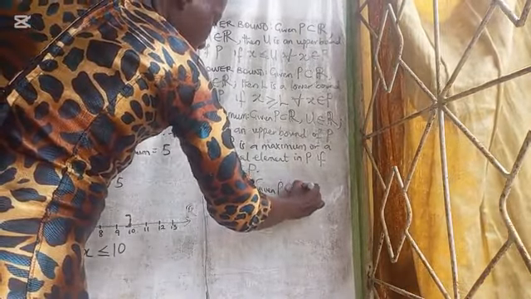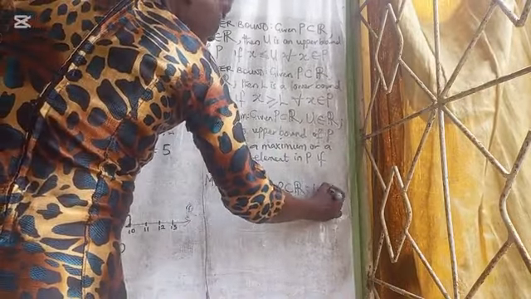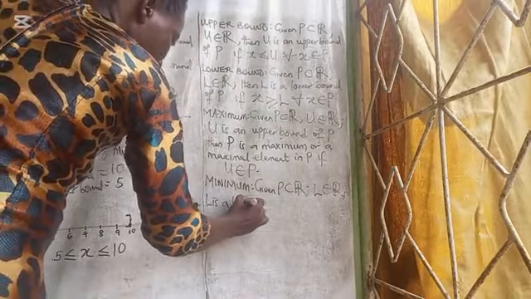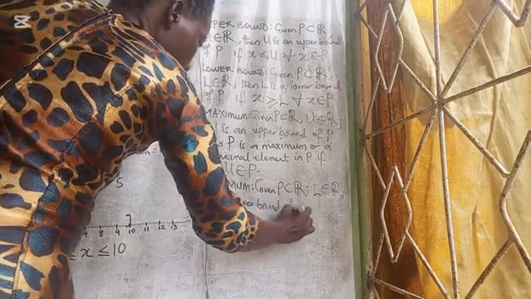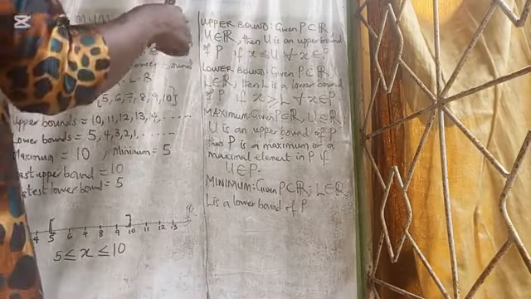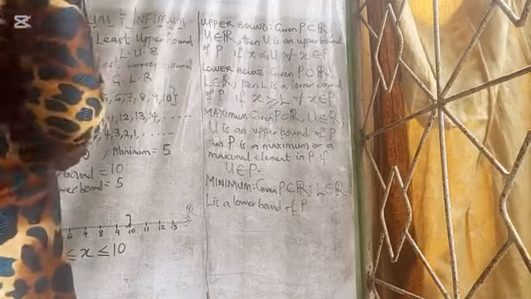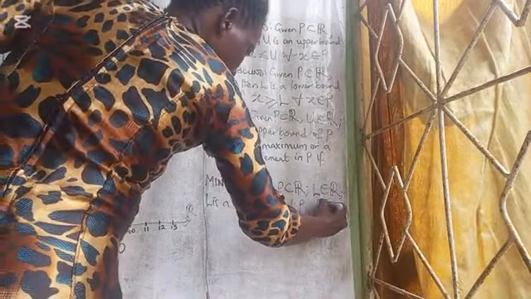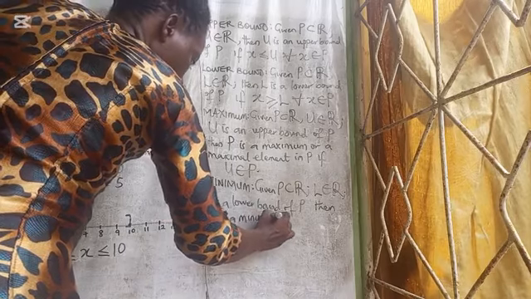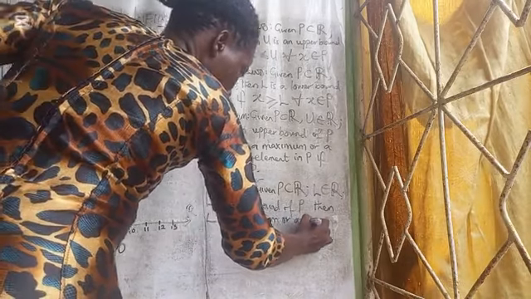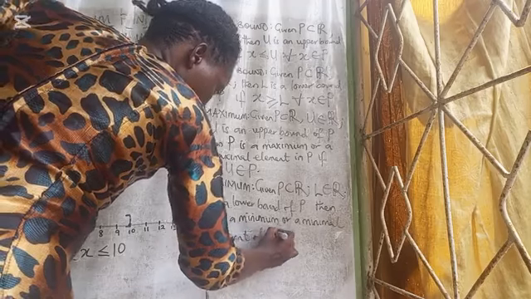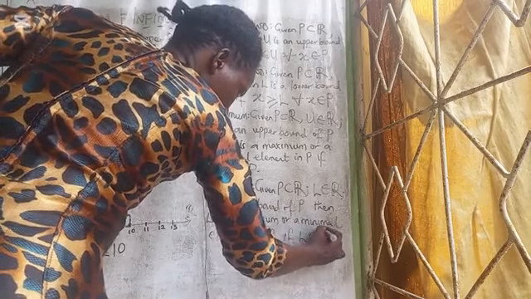Given P subset of the set of real numbers and L belonging to the set of real numbers, where L is a lower bound of P. L is a lower bound. That means every other element in P is greater than or equal to L, as we have defined here. So if L is a lower bound, then L is a minimum or a minimal element of P if L is contained in P.